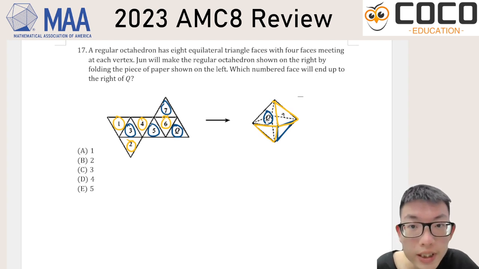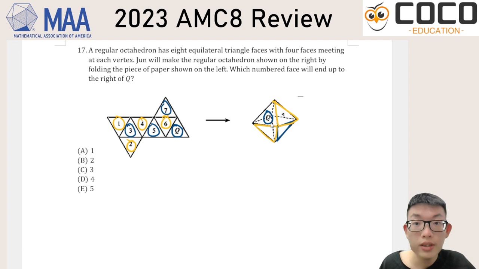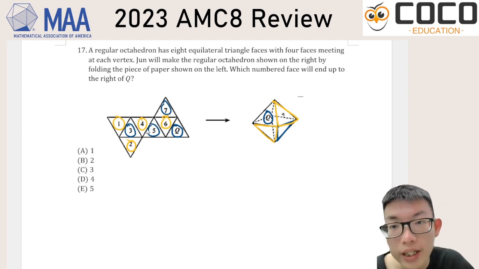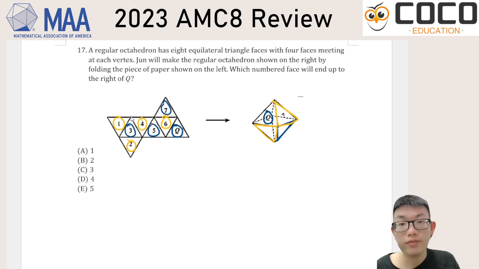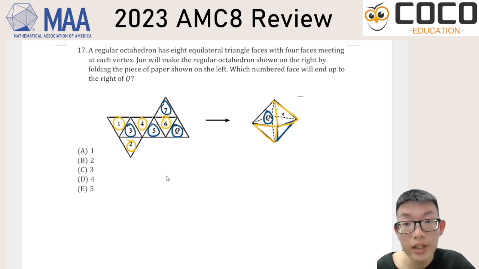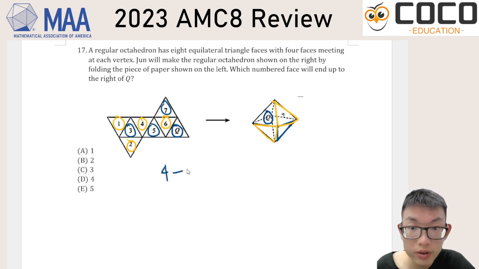Right? And so if Q is here, I have no idea what's next to Q. I have no idea what's opposite Q. But if I can look at some other pairs, I can look at 4 and say that this number 4 shares a vertex with all the other faces except for Q. And so 4 would be opposite Q, which means that it is not going to be 4 either.